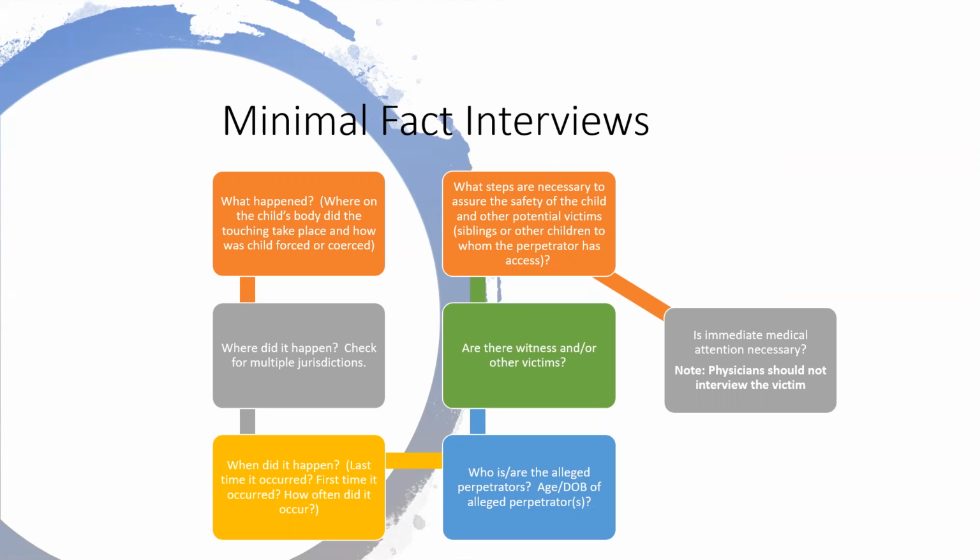Next, what steps are necessary to assure the safety of the child and other potential victims? For example, will the child be returning home after school to the alleged abuser? If so, it's best to make a plan for how to keep that child safe until the next step in the investigation can take place.